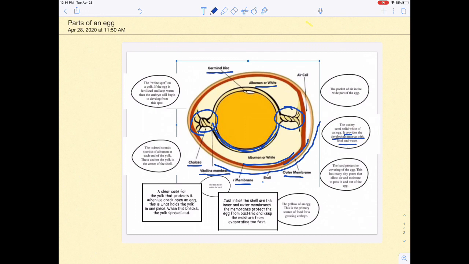And let's see, we've talked about a lot of things here, but we haven't talked about the air cell. The air cell is this little area of air, the pocket of air in the wide part of an egg. I remember we noticed before that the egg is an oval shape, but it's a little bit more pointy at one end. Well, this air cell is what makes it a little bit more blunt on that other end.